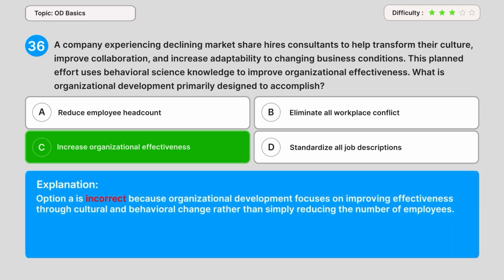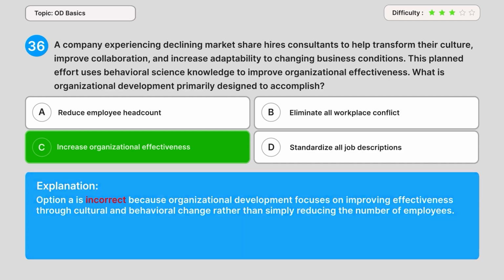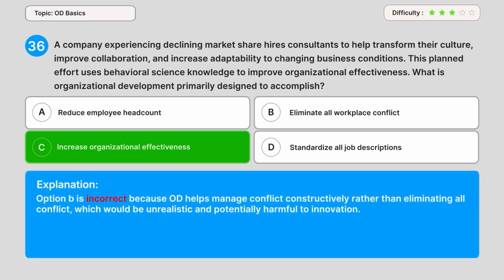Option A is incorrect because organisational development focuses on improving effectiveness through cultural and behavioural change rather than simply reducing the number of employees. Option B is incorrect because organisational development helps manage conflict constructively rather than eliminating all conflict, which would be unrealistic and potentially harmful to innovation.